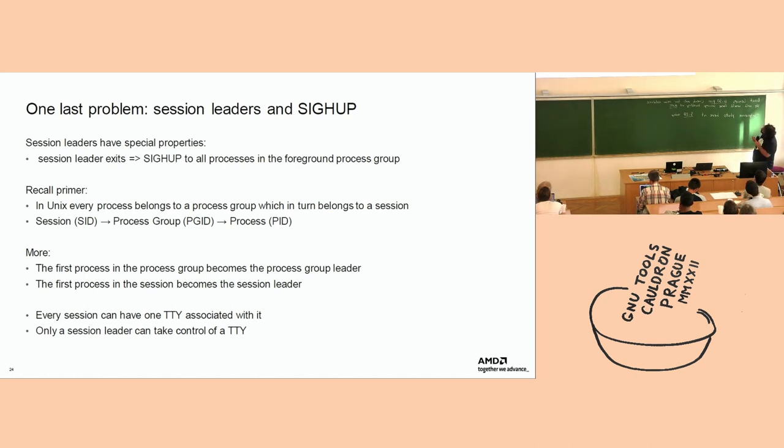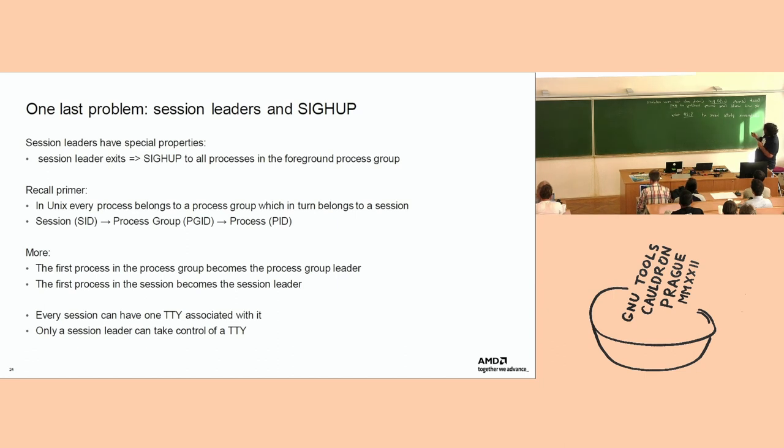So session leaders, remember sessions contain process groups and processes. Session leaders have magic properties. When the session leader exits, the kernel sends a SIGHUP to all the processes in the foreground process group. Remember, I've mentioned this hierarchy before; this is new. The first process in the process group, when you create the process group, becomes the process group leader. That's how it becomes a leader. The first process in the session becomes a session leader. There's nothing magical about creating the leader. It's just the first one becomes a leader.